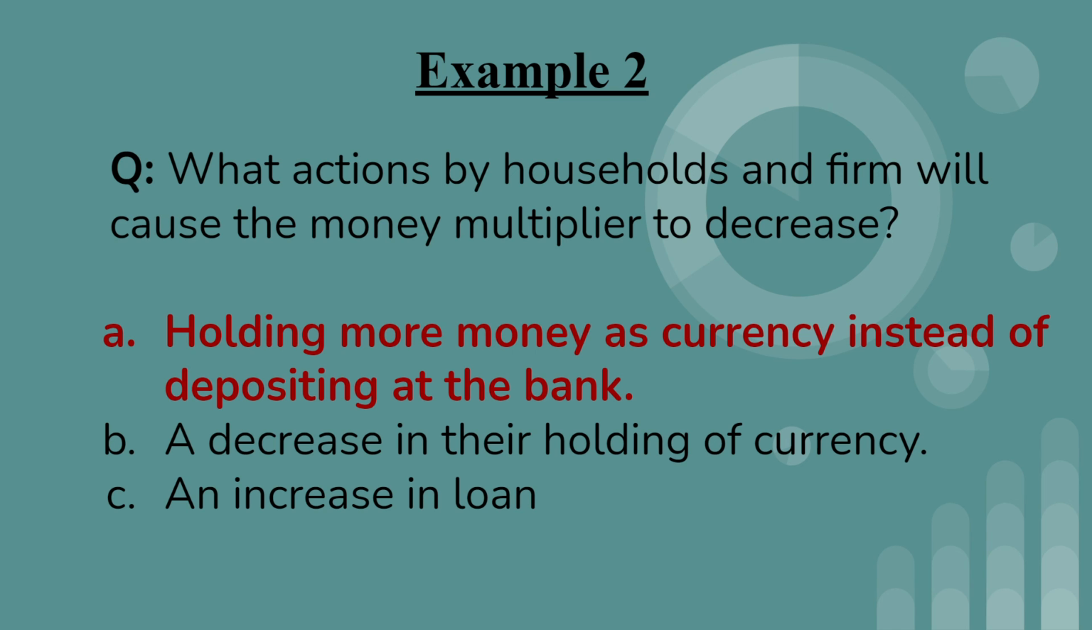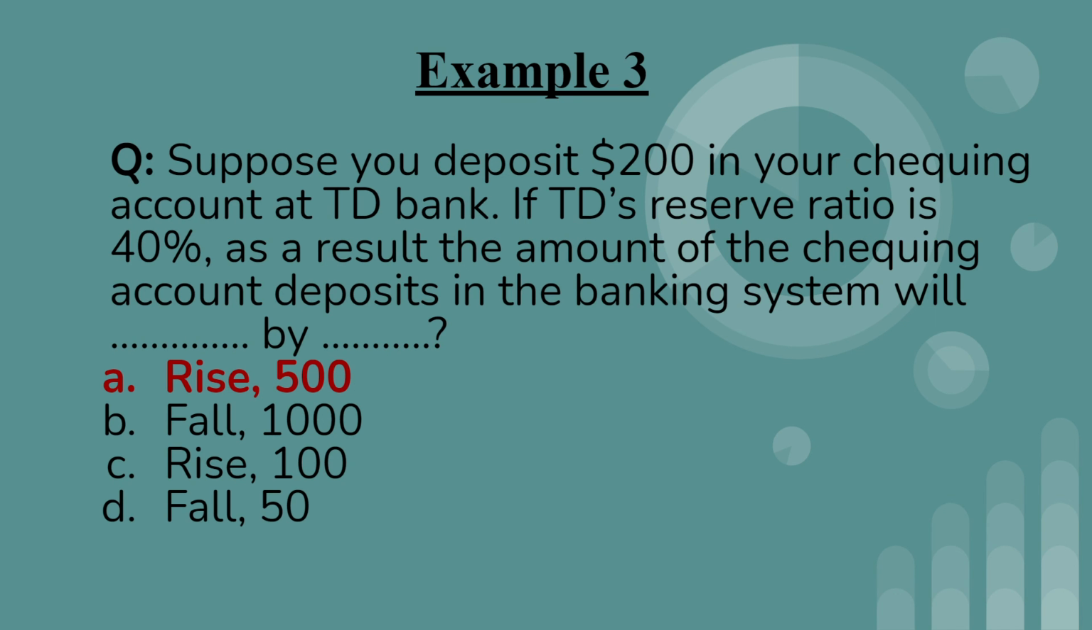Second example: what actions by households and firms will cause the money multiplier to decrease? And that is holding more money as currency instead of depositing it at the bank. And finally, suppose you deposit $200 in your checking account at TD Bank. If TD's reserve ratio is 40%, as a result, the amount of checking account deposits in the banking system will rise by 500.